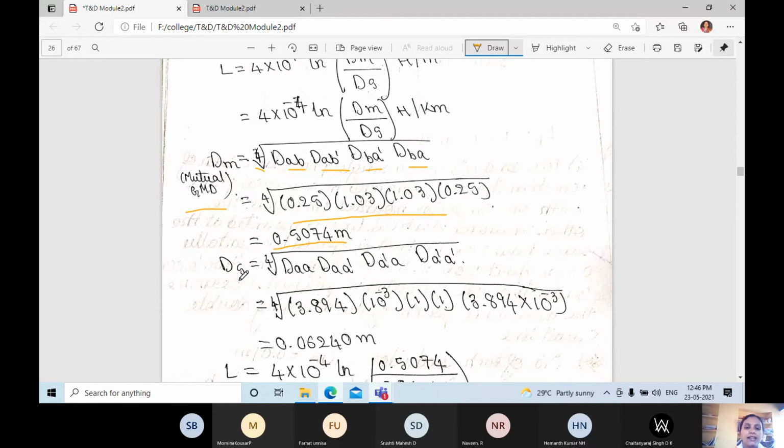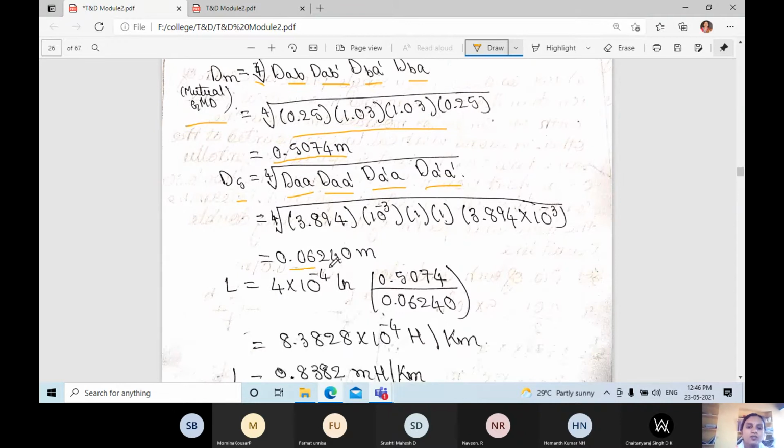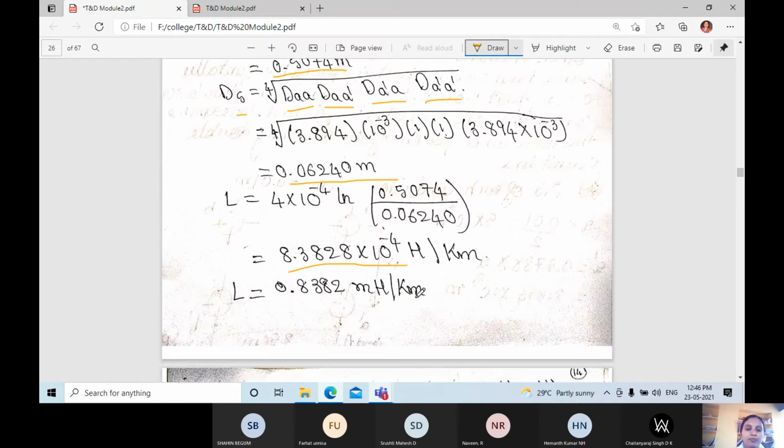If you calculate, you will get 0.5074 meter. And Ds is for the particular conductor: DAA, DAA dash, DA dash A, and DA dash A dash. If you substitute all the values, you will get 0.06240 meter. Substituting in the formula, you get 8.3828 into 10 to the power of minus 4 Henry per kilometer. That can be written in terms of milli Henry as 0.8382 milli Henry per kilometer.